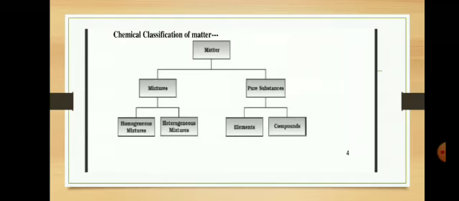Chemical classification of matter. Matter is classified into 2 types: mixtures and pure substances. Mixtures are further classified into 2 types, that is homogeneous mixtures and heterogeneous mixtures. Pure substances are also classified into 2 types, that is elements and compounds.